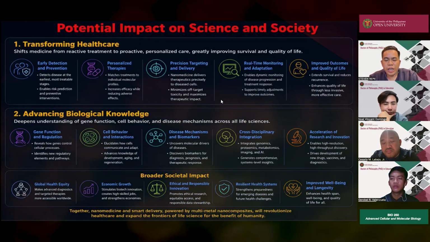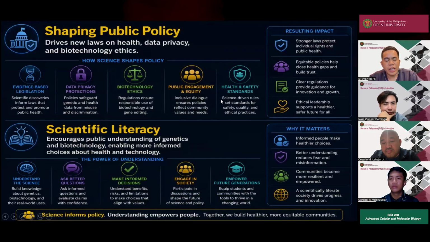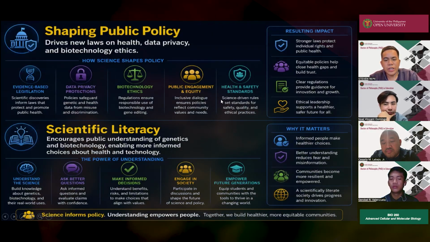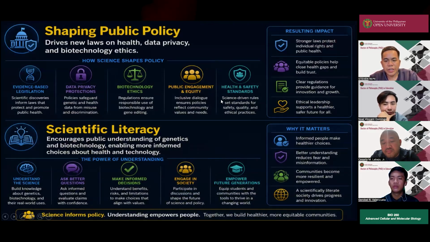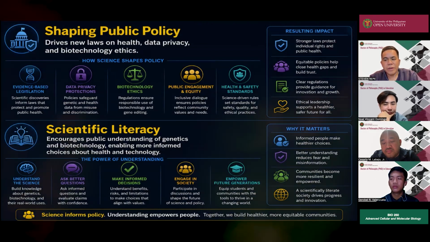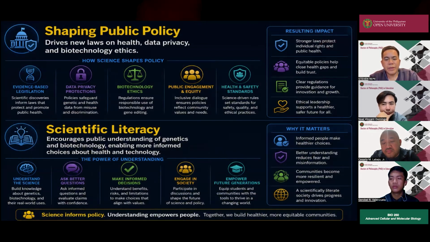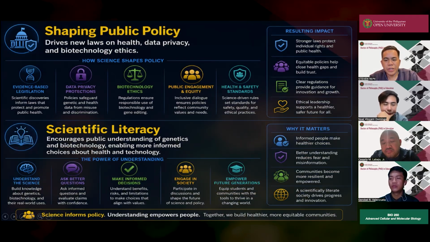These technologies influence public policy because governments need laws on health data, biotechnology ethics, and patient protection. They also promote scientific literacy, of course. When people understand genetics and biotechnology, they can make better health decisions and avoid misinformation.